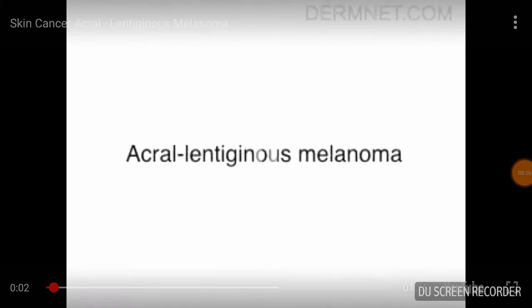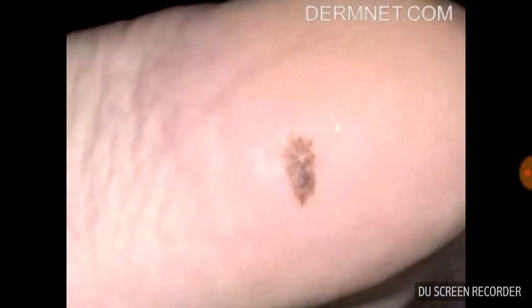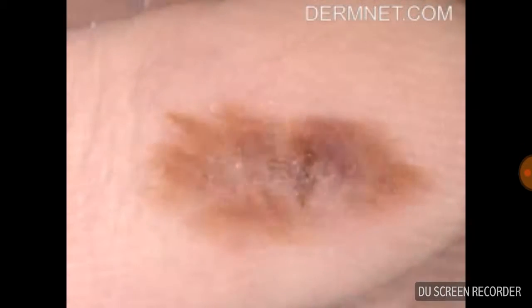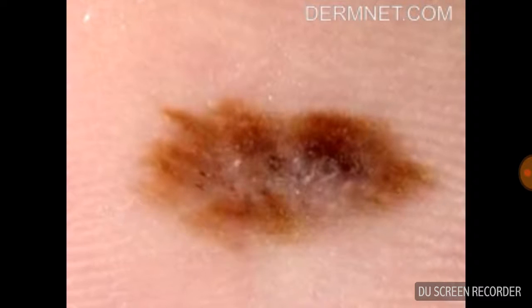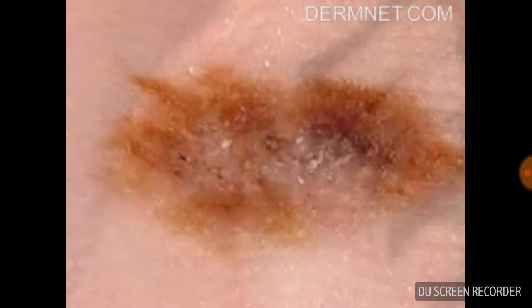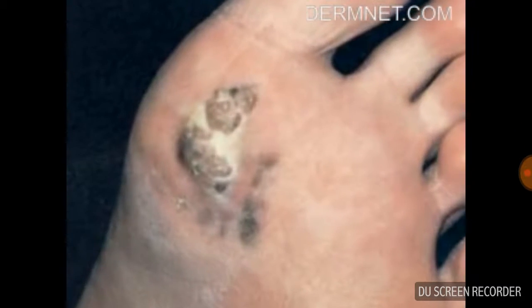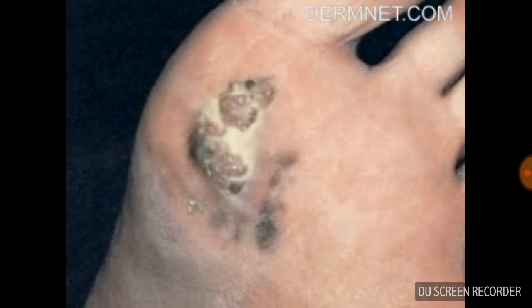Acral lentiginous melanoma accounts for 7% of all melanomas. It is more common in males than females and usually in older people. It occurs primarily on the hands and feet, including the skin surrounding the nails, of people with darker skin types. Similar lesions also occur on the modified skin around the mouth, anus, and genitalia.